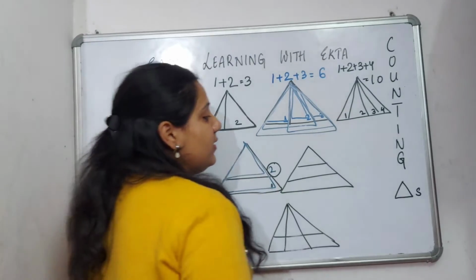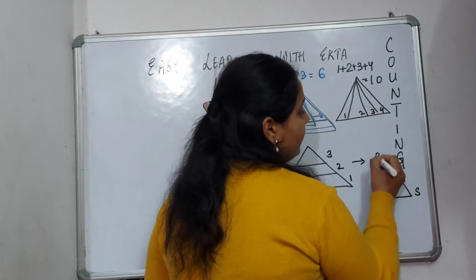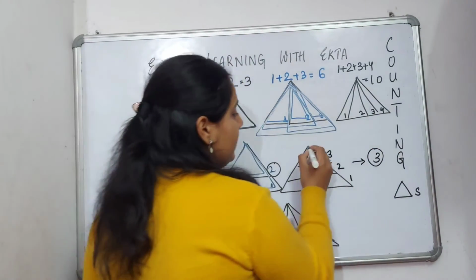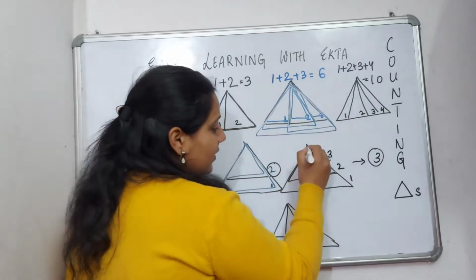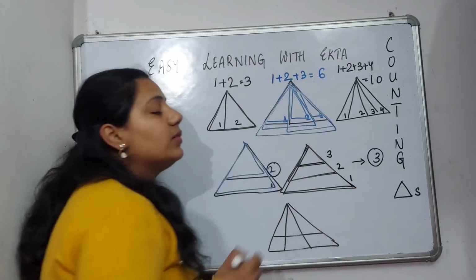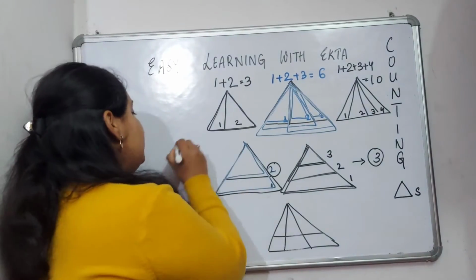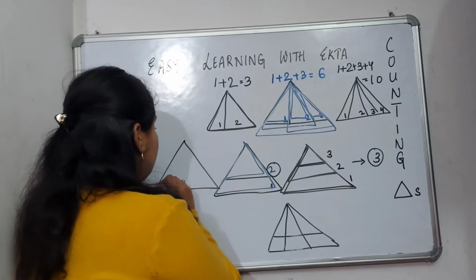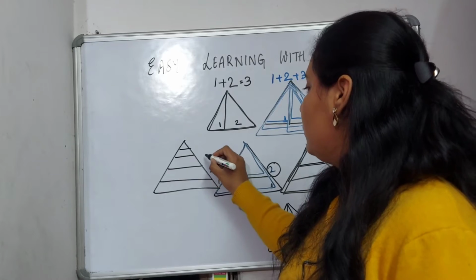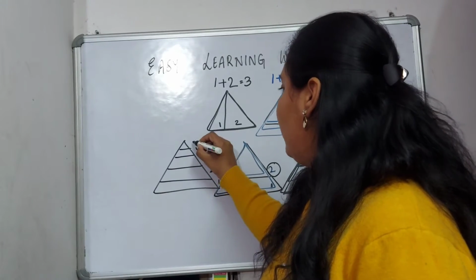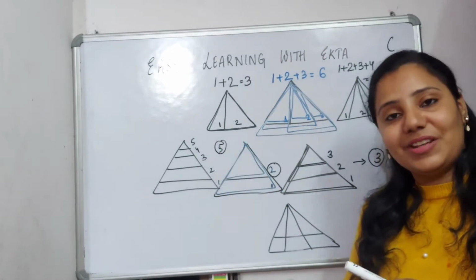So how many triangles are here? 1, 2, 3. So in this figure we have 3 triangles. Now let's see. First the smallest one, then the second triangle, and then this is the third triangle. I hope the concepts are clear. So in case you have these horizontal lines, you can just simply add those lines. So here 1, 2, 3, 4 and 5. So there are 5 triangles in this figure. I hope that the concept is clear.